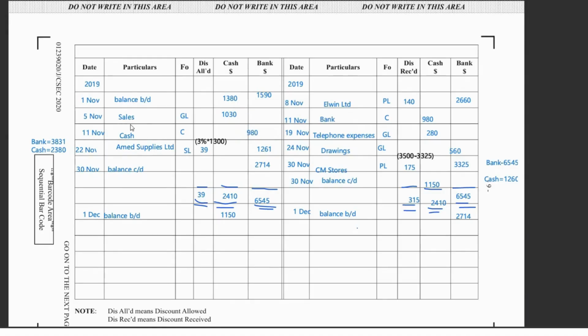So on the 11th of November, we're going to be debiting bank $980. We record that as a contra entry, and the name of the other account being affected is cash. We're going to go on our credit side now, and we're going to record the money leaving the cash account. So on the 11th of November, bank contra entry 980 in the cash column.